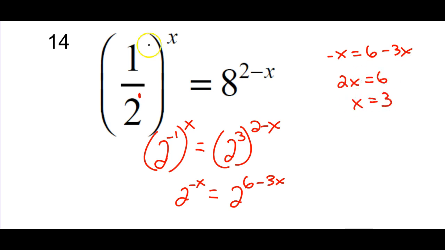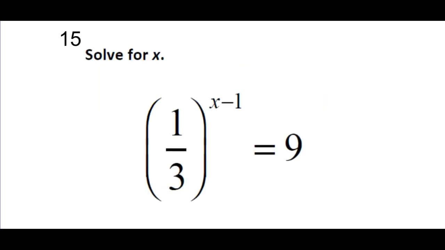And if you check this, you get 1/2 cubed, which is the same thing as 1 cubed over 2 cubed, which equals 1 over 8. And on the right, I get 8 to the negative 1, which is 1 over 8. So those balance out.